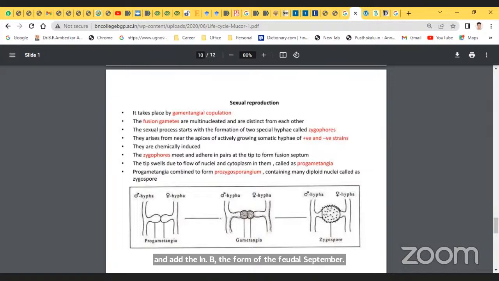Here the tip swells due to the flow of nuclei and cytoplasm. It is called the progametangia. The progametangia combine to form the zygosporangium containing many diploid nuclei, called the zygospore. These are the diagrams of sexual reproduction of Mucor.